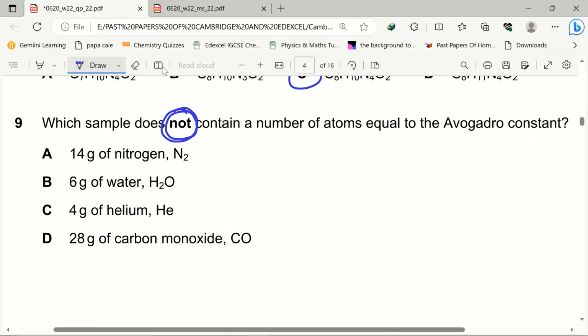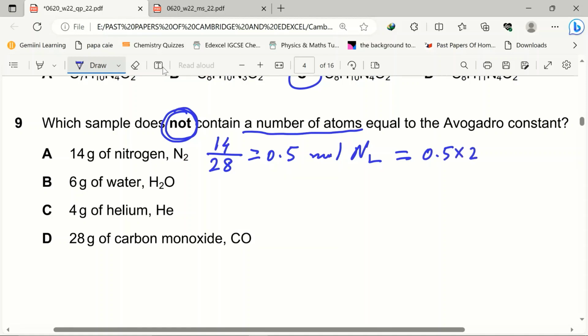18 gram nitrogen, we know nitrogen is 14, so N2 is 14 plus 14, 28, the molar mass or RFM. So it's 0.5 mole N2. They're asking for the number of atoms, so we have 2 atoms in 1 nitrogen molecule. So we have 0.5 times 2, which is 1 mole of nitrogen atoms. So this is correct. Since this is correct, this is not our answer.